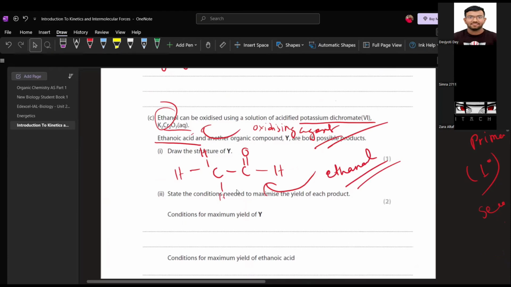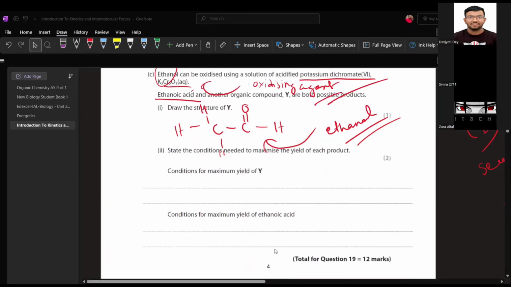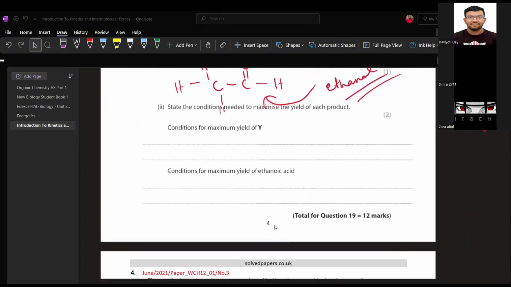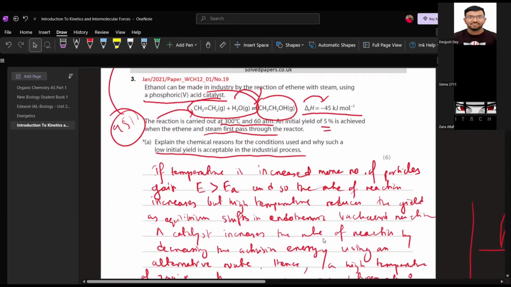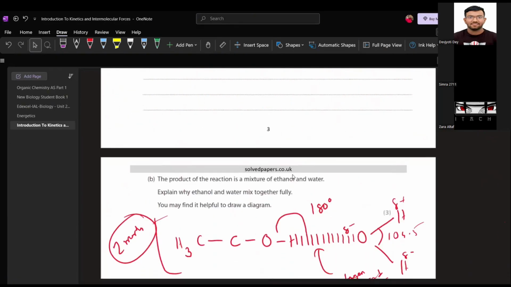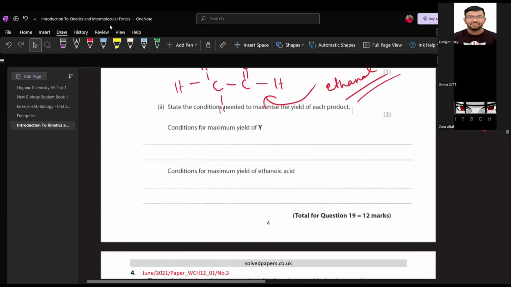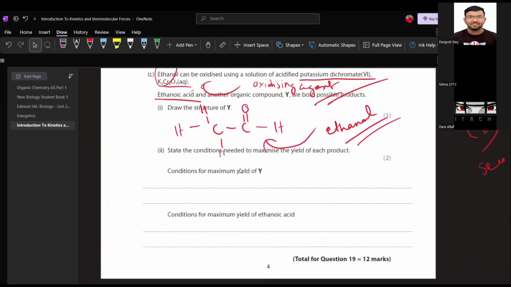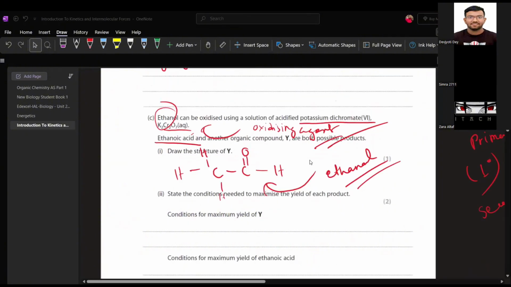State the conditions needed to maximize the yield of each product. Okay, how can you maximize the yield of this product? Any idea? How can you do it? Simra, can you try? I'll tell, no problem. Could you show the question again? The products being produced are ethanoic acid and the aldehyde. How can you maximize the yield?